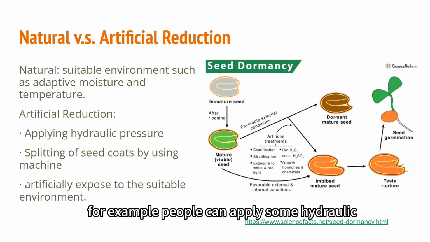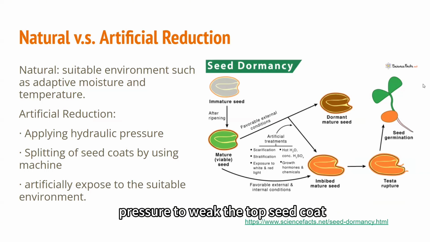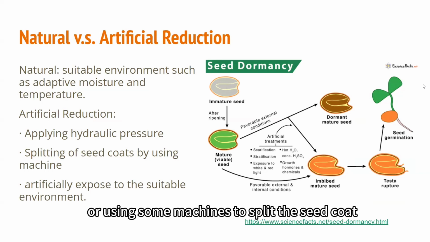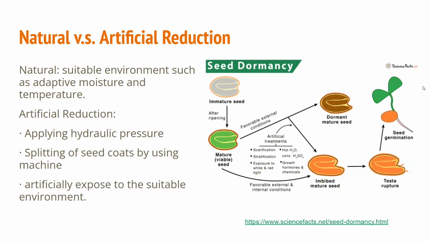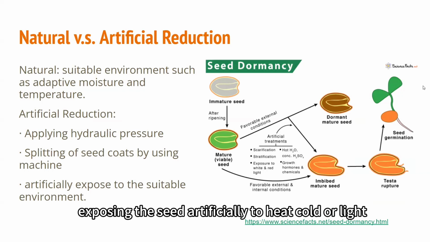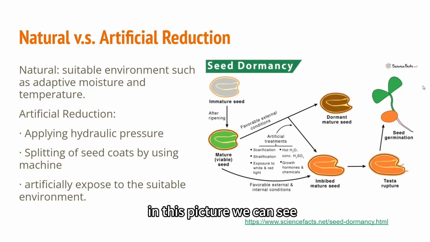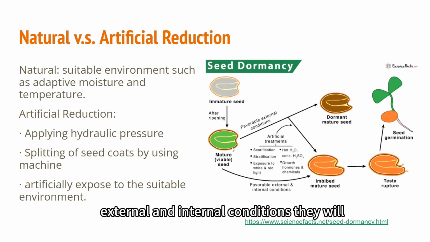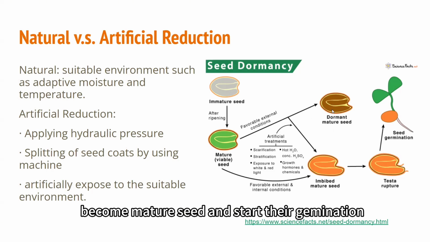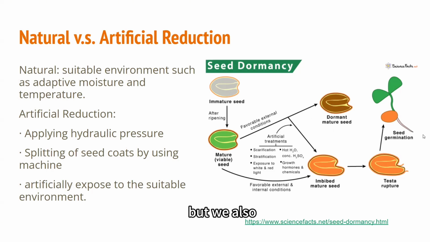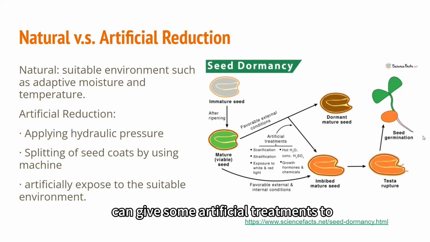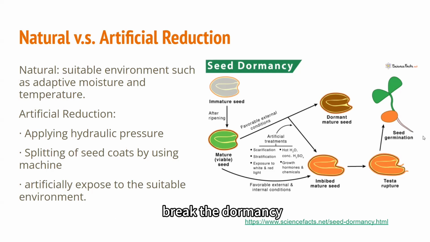For example, people can apply some hydraulic pressure to weaken the top seed coats, or use some machines to split the seed coats, exposing the seed artificially to heat, cold, or light. In this picture, we can see how a mature seed germinates. A seed with favorable external and internal conditions will become a mature seed and start its germination. But we can also give some artificial treatments to break the dormancy.